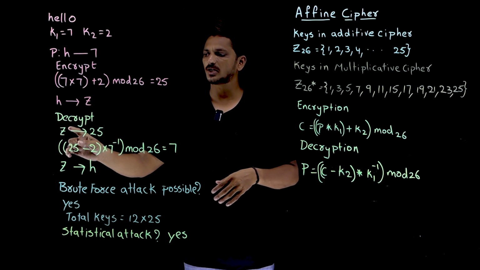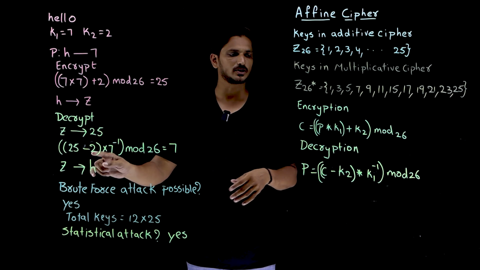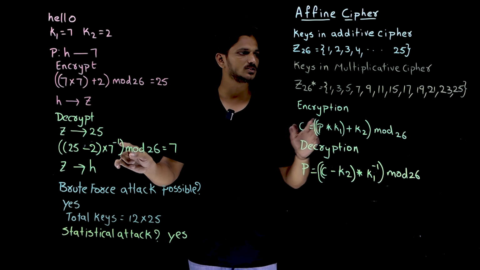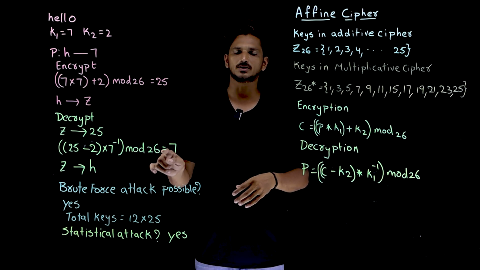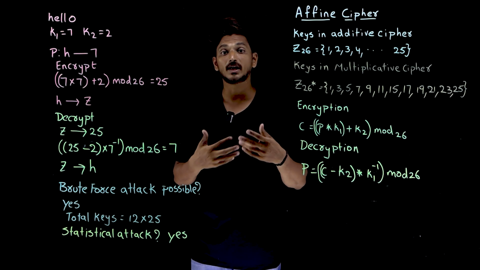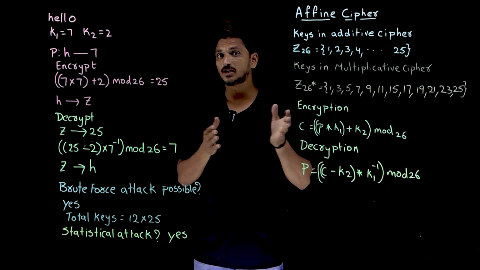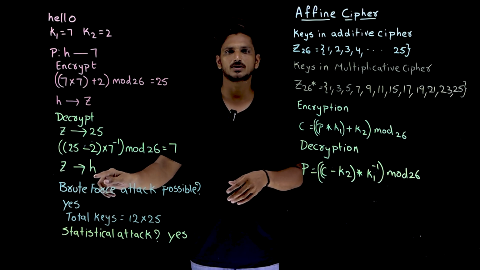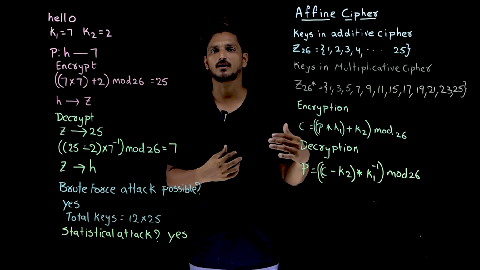Now coming to the decryption, Z can be converted. Z means 25. 25 minus 2. First you need to do the subtraction, then multiply by 7 inverse. What is the 7 inverse element that we need to use here, modulus 26? That is equal to 7. How to find the inverse element in the multiplicative set, we already discussed in our previous classes. So Z is again converted to H. This is the technique we are going to use in affine cipher.